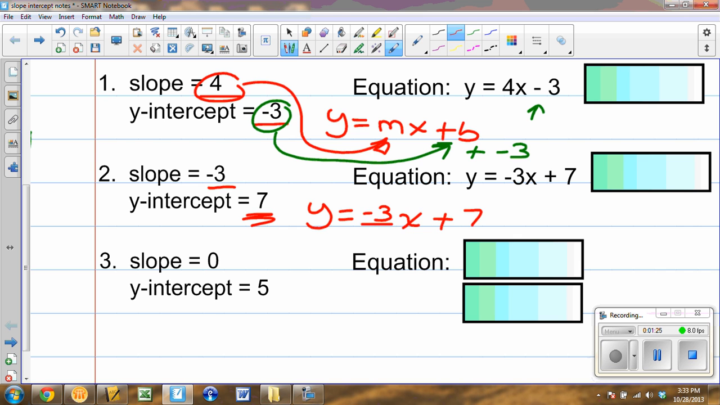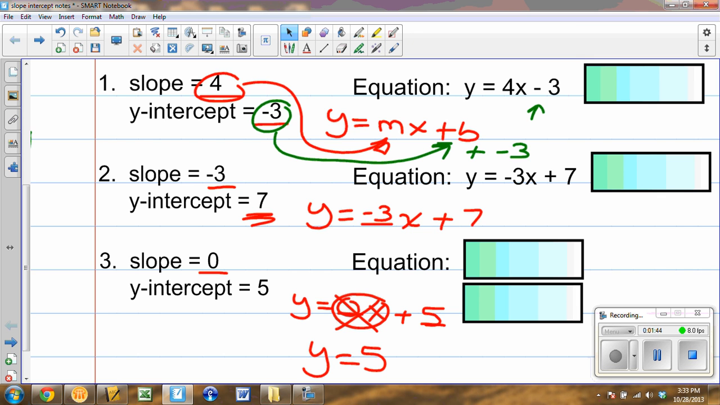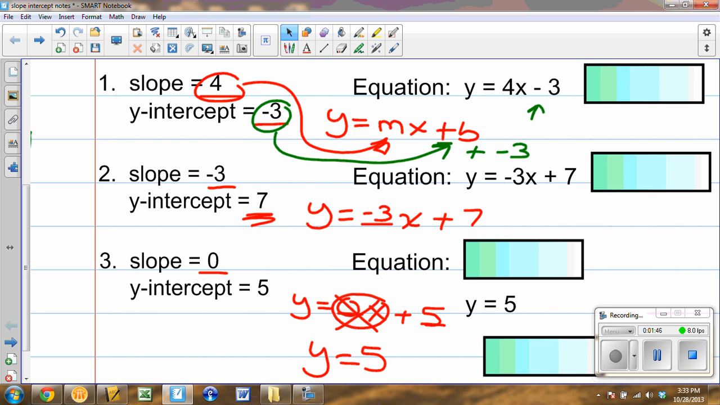The last one down here has a slope of 0. So if I have y equals mx plus my b, if I put 0 in here for m, and I put 5 in for my intercept, if I multiply 0 times x, I don't really have anything there. So all I'm really left with then is just y equals 5.